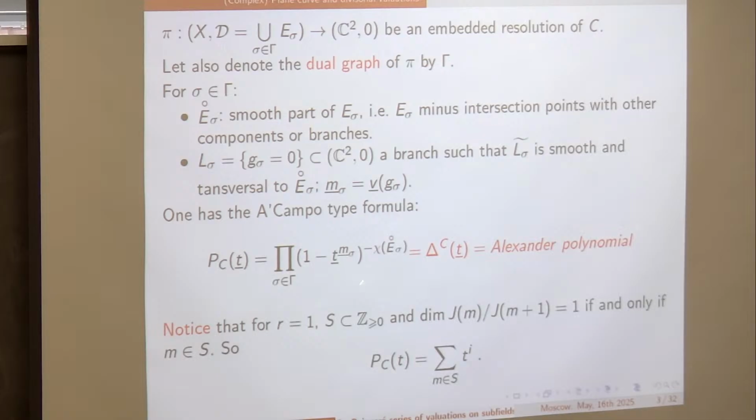We notice that here we take several branches, but if you take only one branch, things become very easy, because these spaces have only dimension 1 or 0, and the dimension is 1 if and only if the element is in the semigroup. The semigroup now is a numerical semigroup, a subsemigroup of the integers. So the Poincaré series is nothing more than the characteristic series of the semigroup, that means this series in one variable.